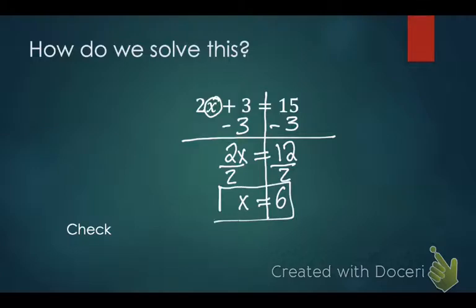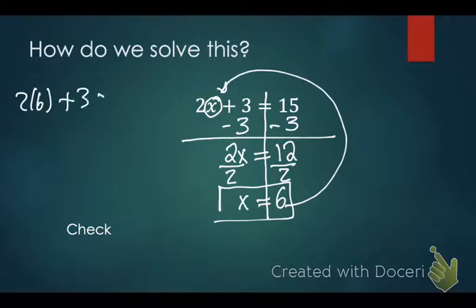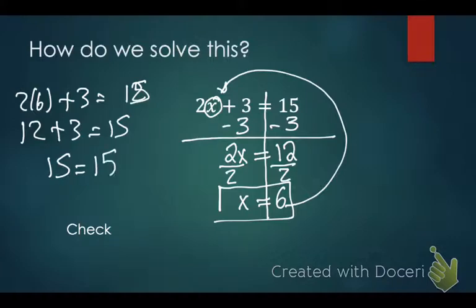From here, you should never get an equation wrong because you can check your work. You can plug this 6 back in for x. So 2 times 6 plus 3 should equal 15. So 12 plus 3 equals 15. 15 equals 15. So I did it correctly.